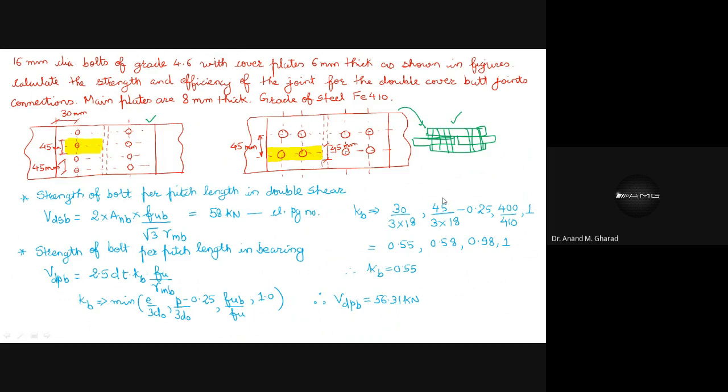For bearing, you need to identify these values. Here you are supposed to be careful because these values are given. See, the end distance that is mentioned, small e value, is given as 30 mm, as you can see from this figure. Then the pitch distance is also given, 45 mm. Whatever pitch distance is given, that has to be used. Therefore, you can see in this formula, 45 mm is used. Am I right?